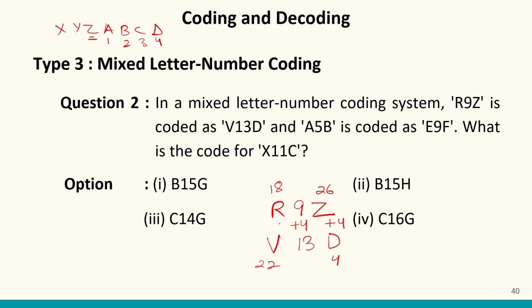So here I can clearly see that we are moving 4 positions forward. Let us check it for A5B also. From 5 plus 4 will give us 9, A plus 4 will give us E, and B plus 4 will give us F. So logic follows, hence we can find it for X11C. 11 plus 4 will give me 15. So I can eliminate option number 4 and option number 3. B is the same. So let us check only for the last letter. C plus 4 will give me how much? C plus 4 positions will give me, C is numbered at 3, plus 4 will give me 7th position, which is of G. So my answer will be option number 1, B15G.